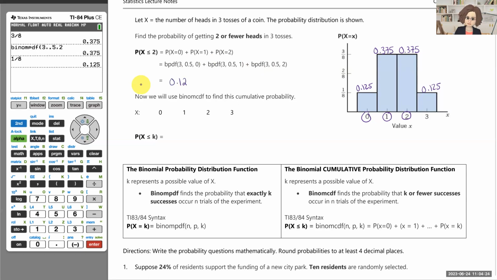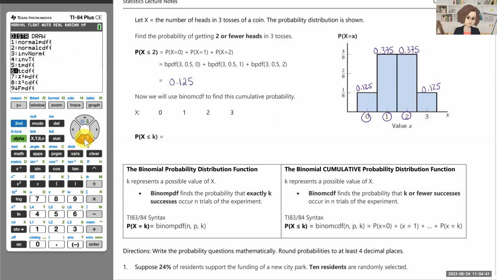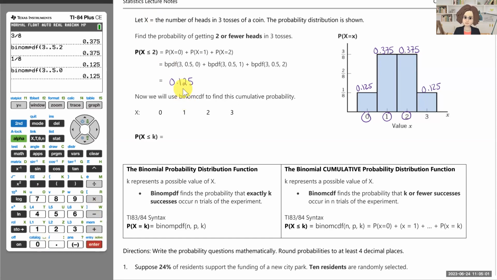But we're going to learn a quicker way, but let's just do one more of these. So let's do the probability of getting no heads, so 0 heads. I would go to my distributions, so second variable button, and then I usually just scroll, so binomial PDF, and then we would do N is 3, 0.5 as the probability of a head, a success, and then chances of 0 heads. And that's where that 0.125 comes from if I didn't have my answers over here.